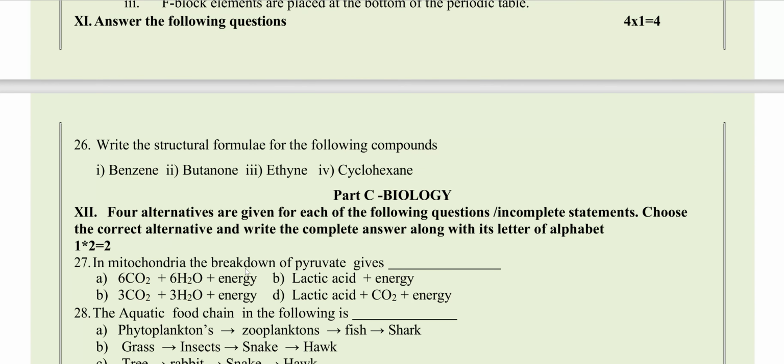Write the structural formula for the following compounds: benzene, butanone, ethine, cyclohexane. So this completes chemistry. Now we will come back to biology. Part C.